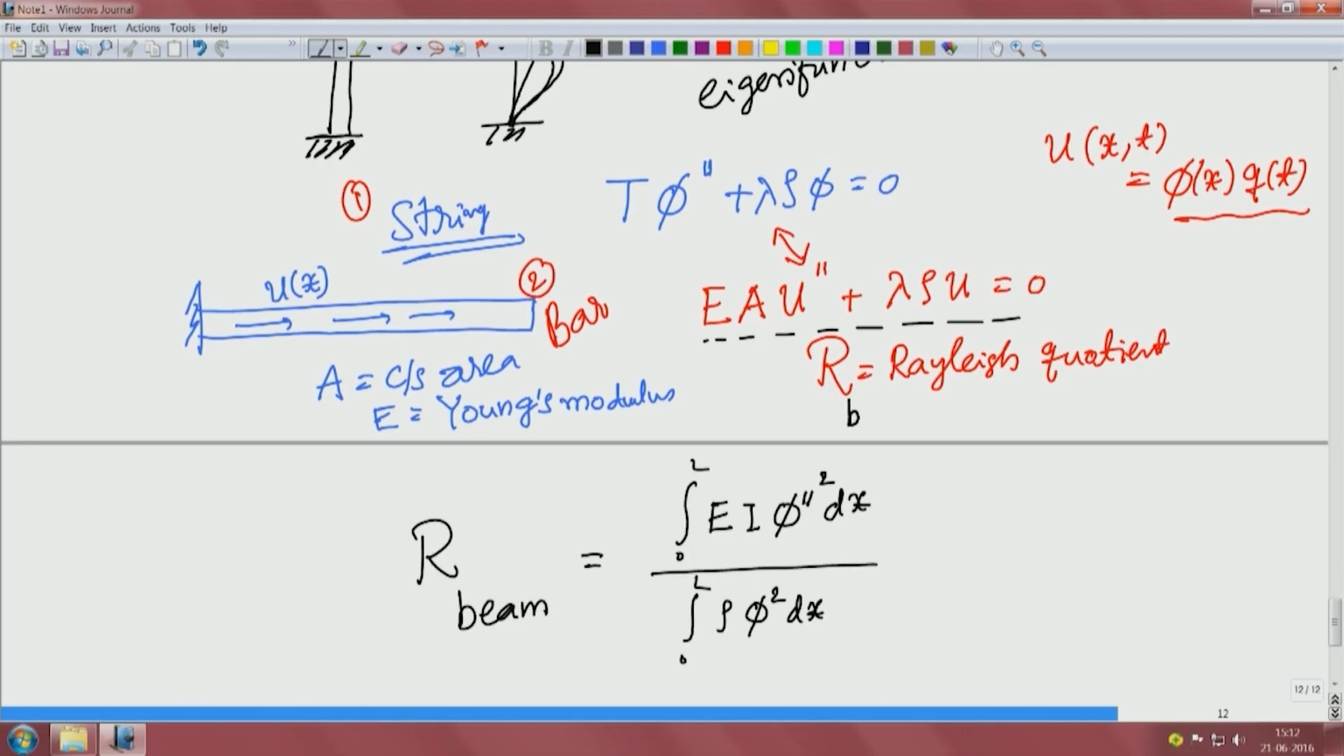I should write it for the bar, right, because we are discussing the bar, it will be similar. It is a ratio, a quotient: integral 0 to L E A phi prime square dx. Instead of T you have E A. Okay. T is tension and this will be E A, an equivalent thing, and then in the denominator we will have integral 0 to L rho phi square dx. Okay.